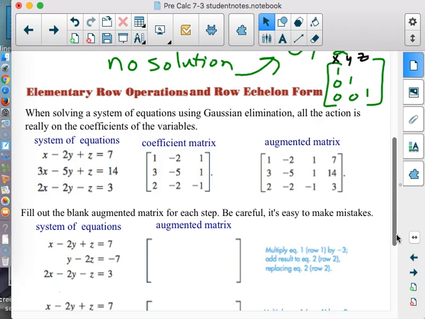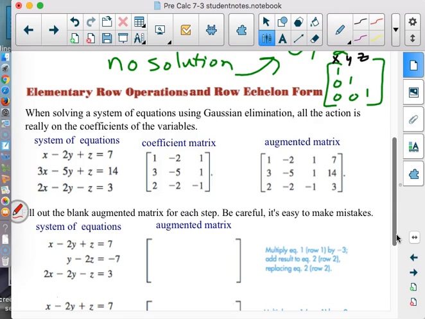So if we have X minus 2Y plus Z equals 7, instead, just use the coefficients 1, negative 2, and 1, making your matrix. 3, negative 5, and 1. 2, negative 2, and negative 1, and putting those in there. But obviously, we want to find the answers. And that means the 7 and the 14 and the 3, they matter. So instead of just making a coefficient matrix, we make what's called an augmented matrix.